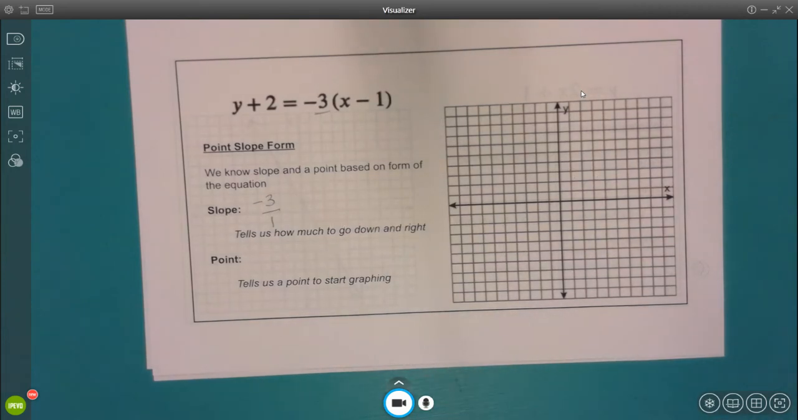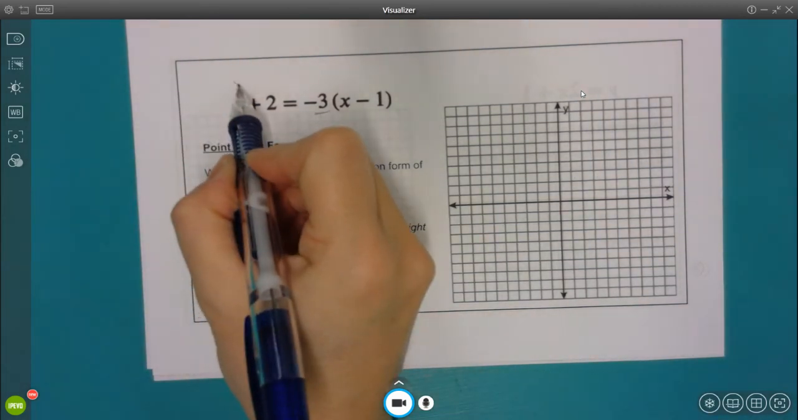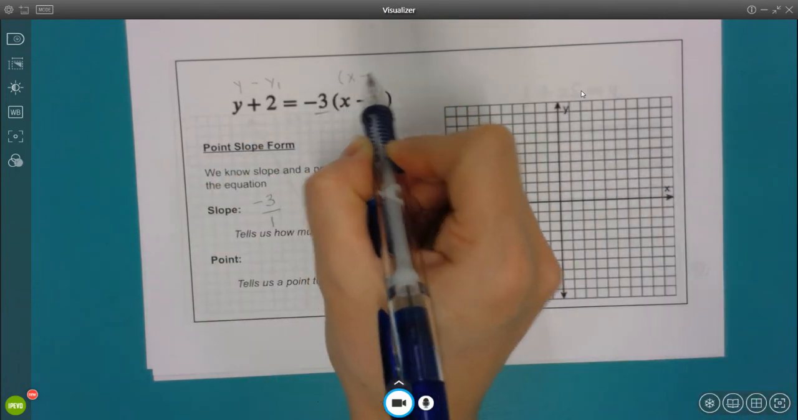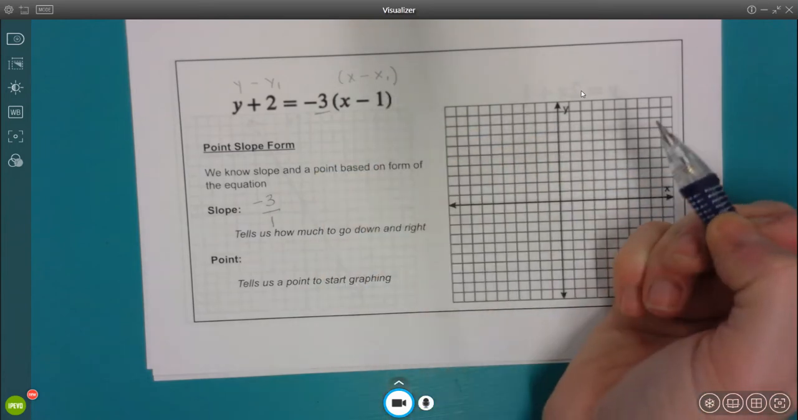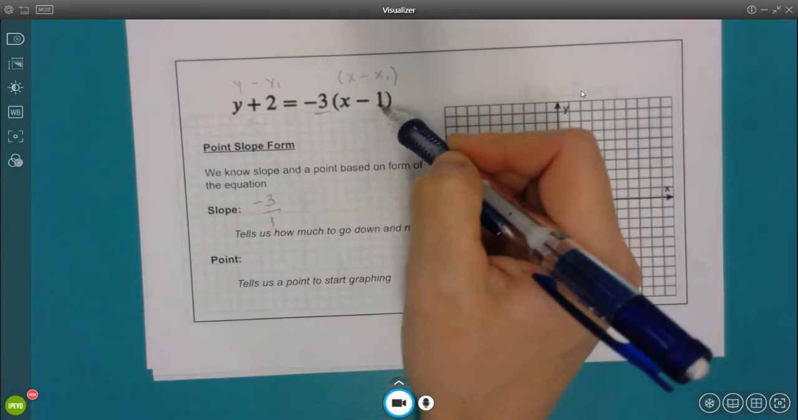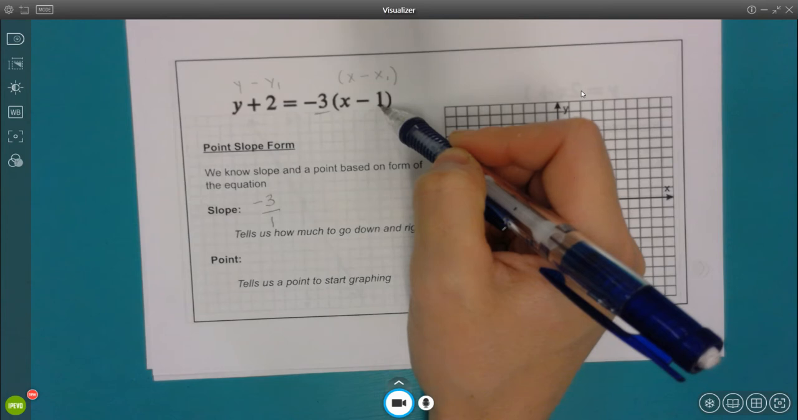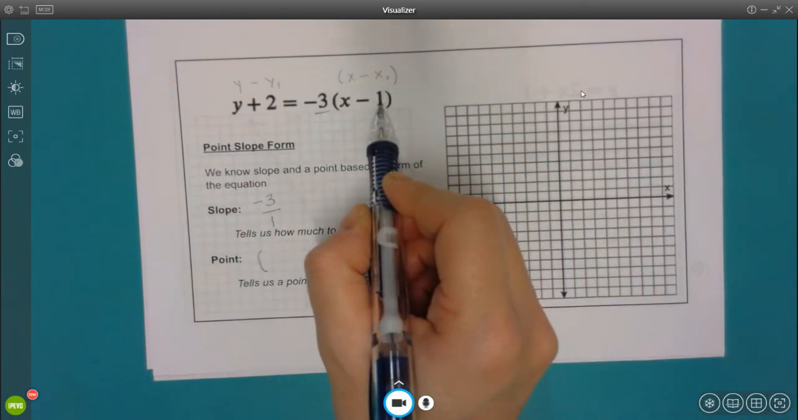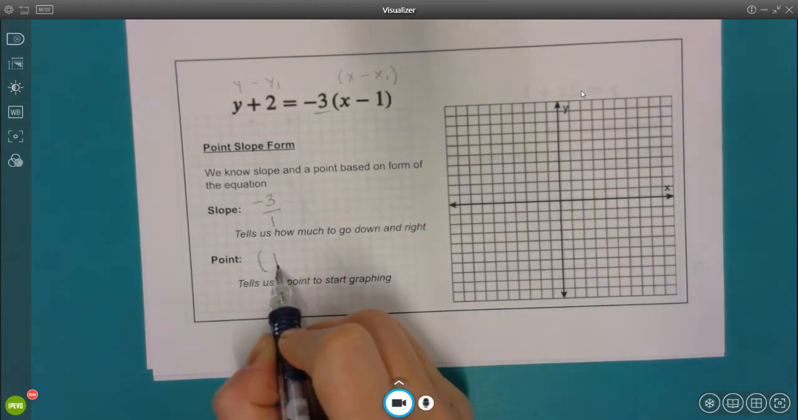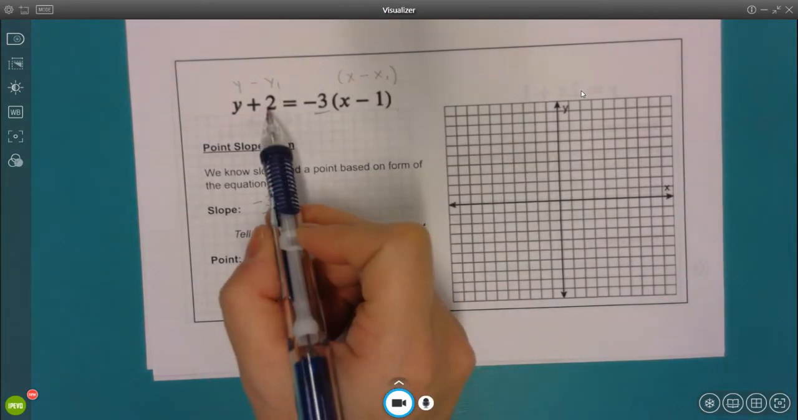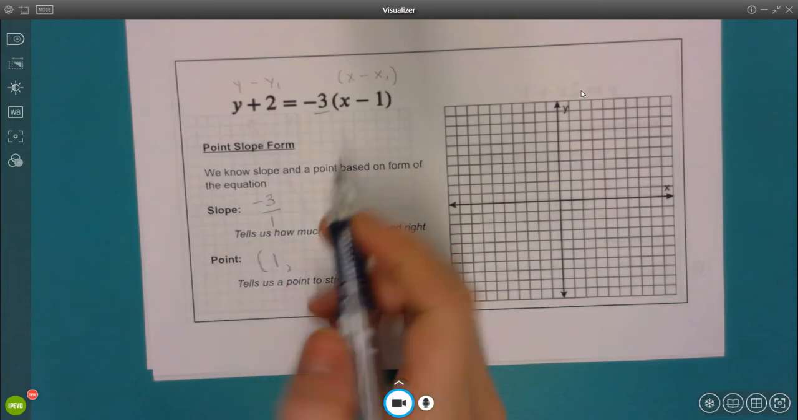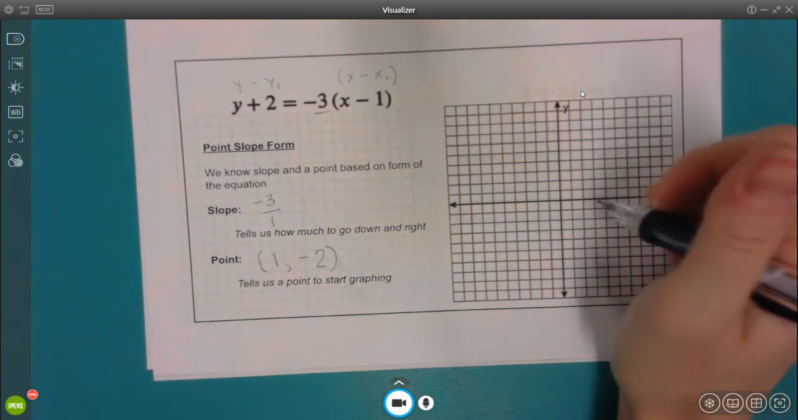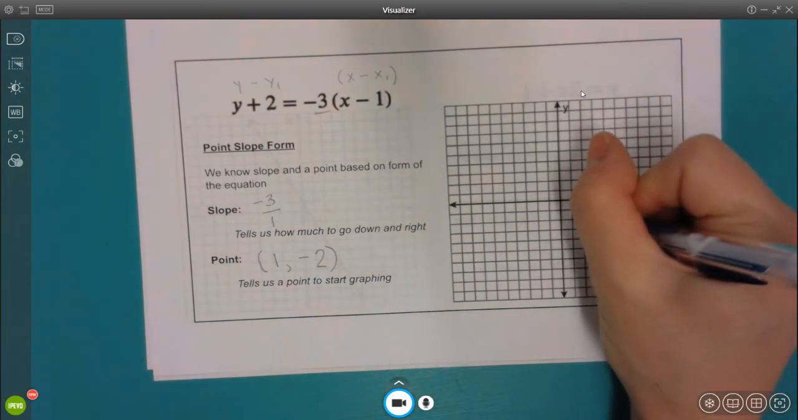Now, if we remember point-slope form, it's y minus my y value and x minus my x value. So I'm going to take the opposite sign of what I see in my equation. So here x is -1. That means in my point it was positive. Here I see y plus 2. That tells me in my point that y was negative. So I'm going to start at the point (1, -2).